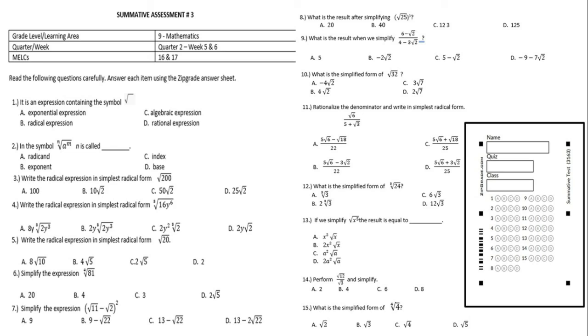Okay? For modular, you are given the learning activity sheet that is a one-page paper and the summative assessment number 3. So if you have that, you're going to answer that on that paper. Okay? In online, these materials are available in Google Classroom.